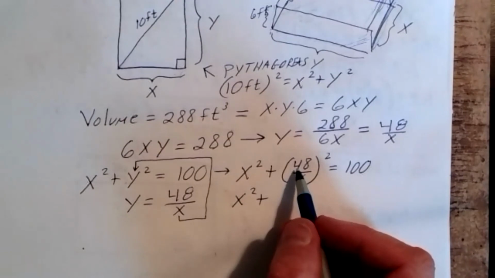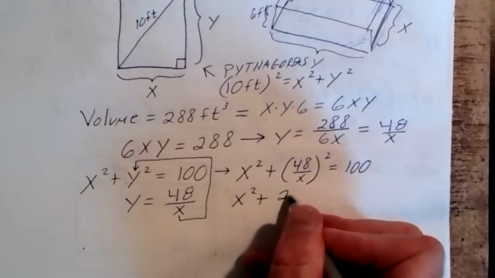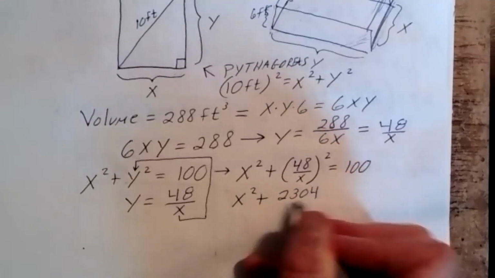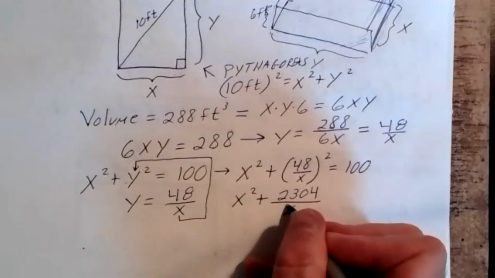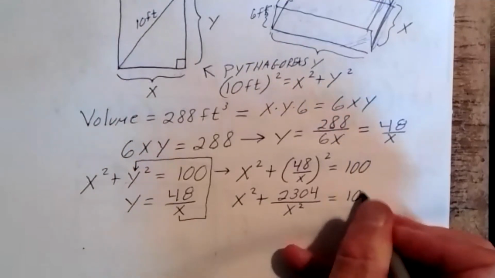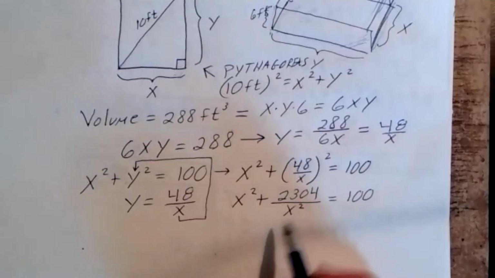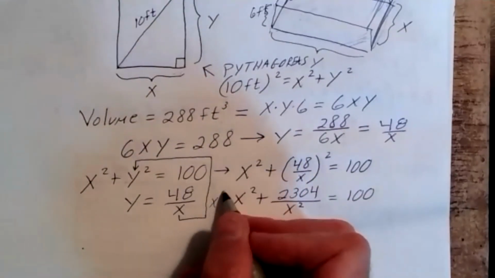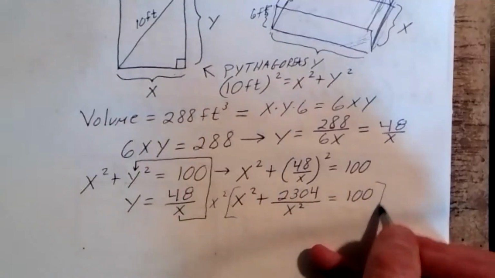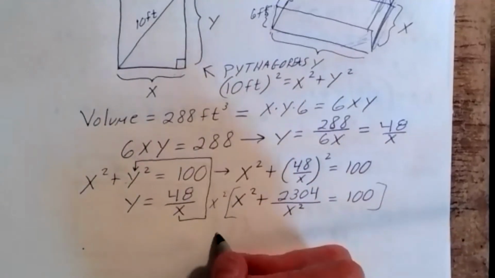2,304. What is it, 2,304? Yes. 2,304 over what? x squared is equal to 100. Let's get rid of this fraction by multiplying both sides of my equation by x squared. Hence, when we multiply both sides of our equation by x squared, this becomes x to the 4th.